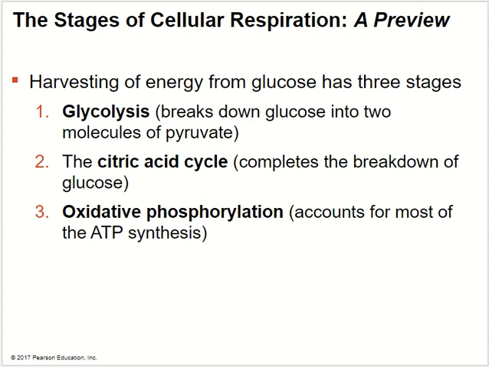As a preview of the steps, harvesting energy from glucose happens in 3 core stages. There's glycolysis, the citric acid cycle, and oxidative phosphorylation. Glycolysis, as the term lysis implies, is the breakdown of glucose into two molecules of pyruvate. The citric acid cycle completes the breakdown of glucose by occurring a full cycle per pyruvate molecule produced in glycolysis, and then after the end products are released, oxidative phosphorylation accounts for most of the ATP synthesis.